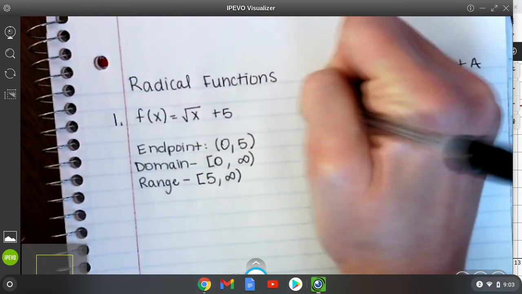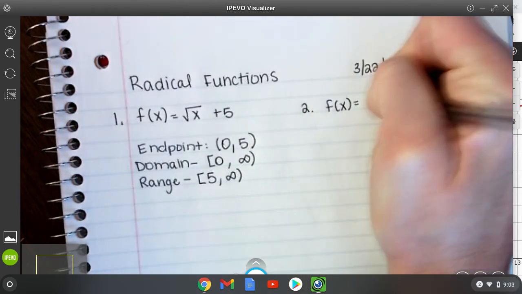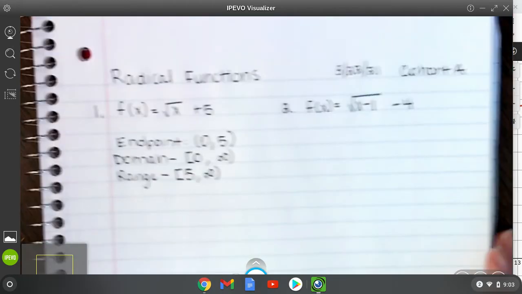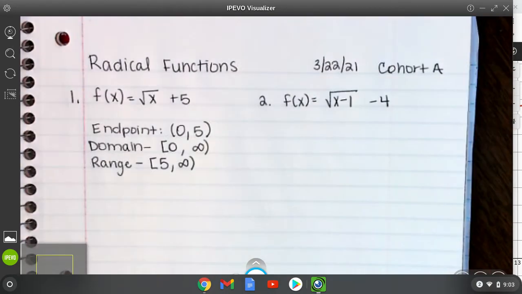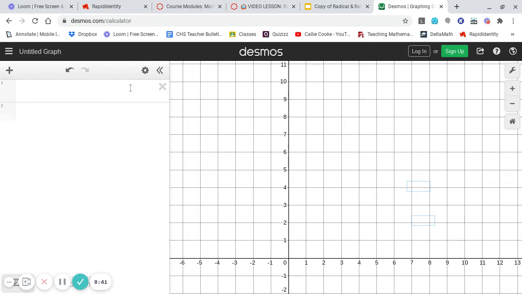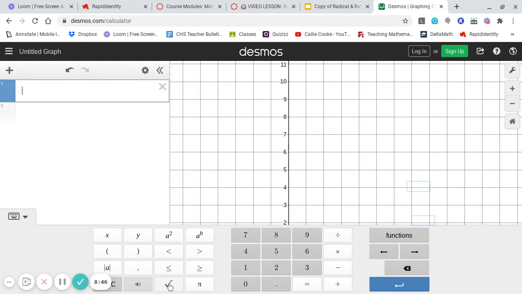All right, number 2, f of x equals the square root x minus 1 minus 4. You want to make sure as you write it, the x minus 1 is underneath the square root, but the minus 4 is outside. All right, so I'm going to clear this out. You don't have to type square root or f of x if you don't want to. You can just start with the square root. So square root x minus 1 minus 4.